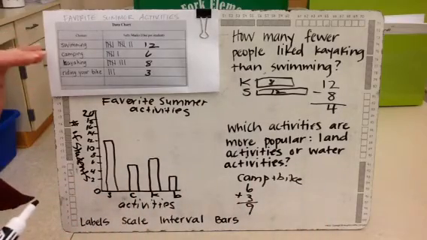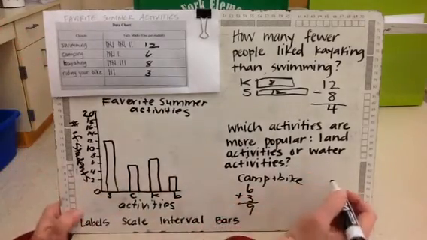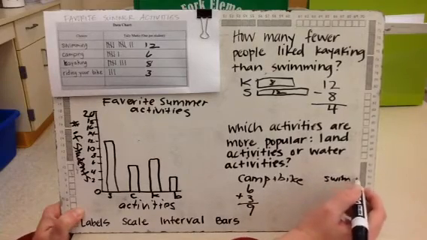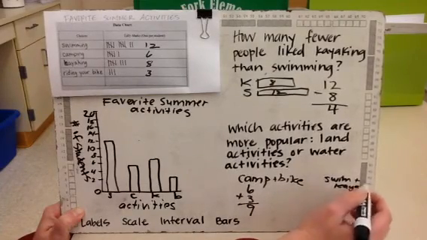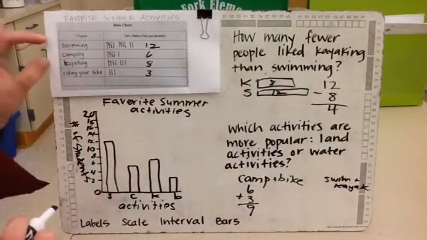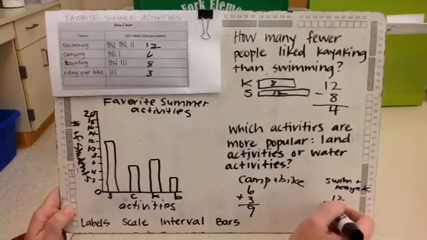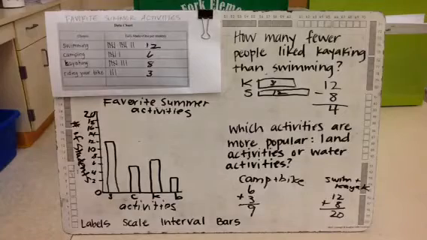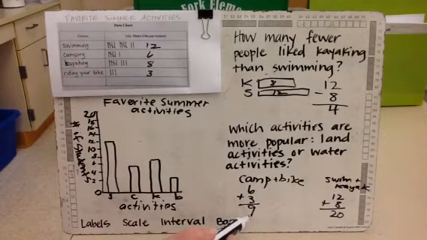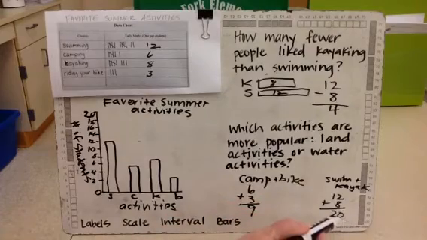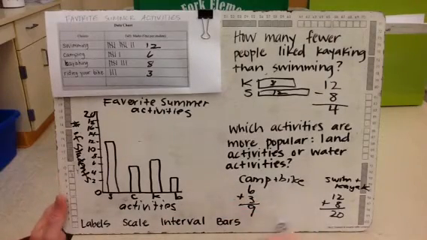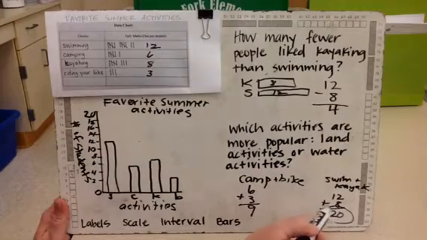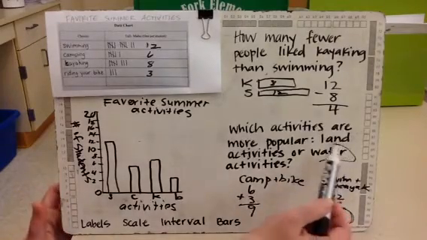Well, there's no water activity, but that's the swimming and the kayaking together. So if I do swim plus kayak, that will give me my water activities. So that's 12 plus 8, which gives me 20 people liked the water activities. So now the question is, which activities were more popular, land activities or water activities? Well, the land activities were 9 people and the water activities were 20 people. So looking at my information here, I can see that my water activities were more popular.